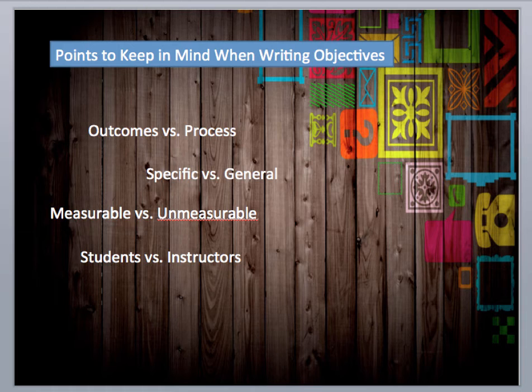So measurable versus unmeasurable, okay? These measurable objectives have outcomes that can be observed. For instance, I say tie a shoe, it's measurable. I can watch somebody tie a shoe and determine they've met that objective versus understand energy. Okay, how would we know if someone understood the concept of energy?